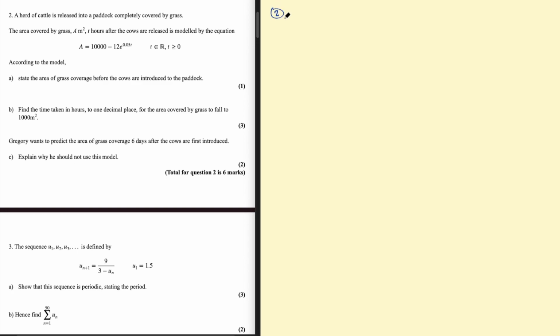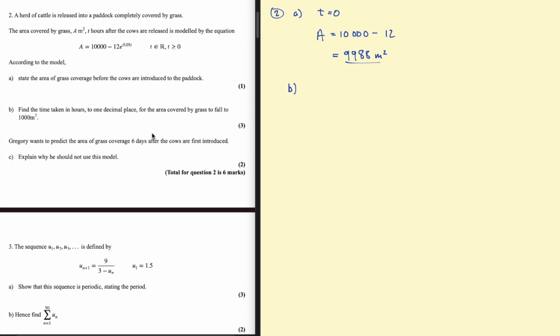So for question 2 part A, just let t equal 0, we will have A equal to 10,000 take 12, right? Because e to the power of 0 is 1, and then we get 9,988 meters squared. Part B says find the time taken in hours to one decimal place for the area covered by grass to fall to 1,000 meters squared.